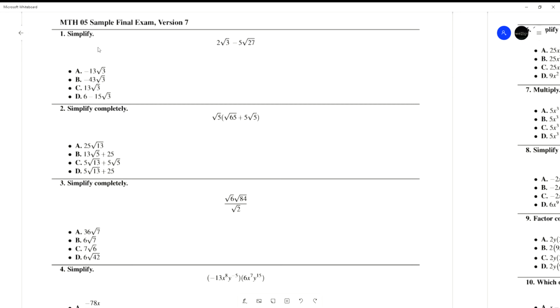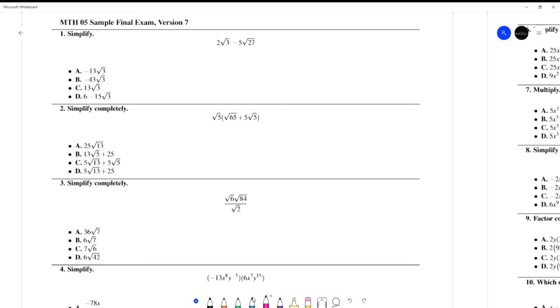Earlier, you can type it out in chat and I'll go over it. So this is final exam version 7. Let's go through this again and just type in chat whenever you see the problem that's related to the ones that you get wrong. Alright, number 1, 2 radical 3 minus 5 radical 27.